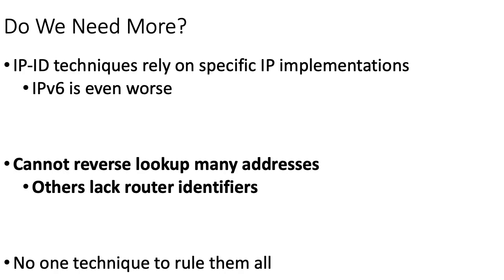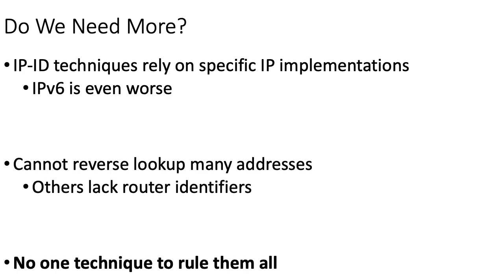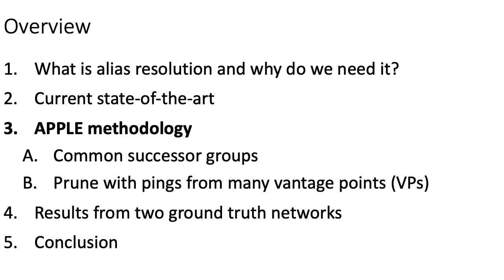And then for DNS hostnames, we can't reverse look up many of the addresses that we see in traceroute. And even the ones that we can look up often lack a useful router identifier. Basically, we don't have a single alias resolution technique to rule them all. Instead, we try to find some reliable techniques and then throw them all at the problem. So that brings me to my technique, Apple.